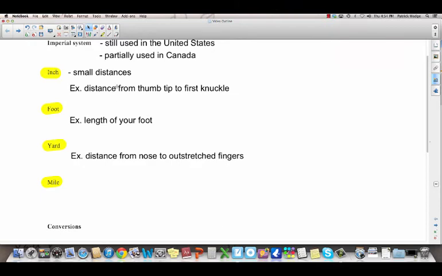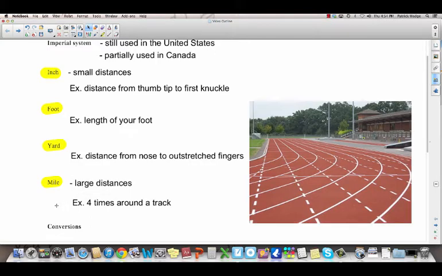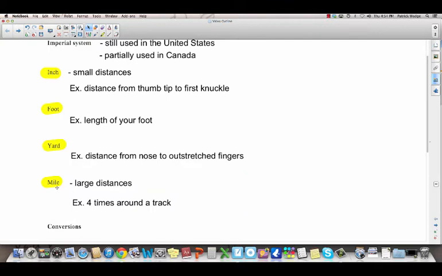Okay, and finally a mile. This is a very large distance. A referent for that would be 4 times around a track. Remember we talked last time about a running track.